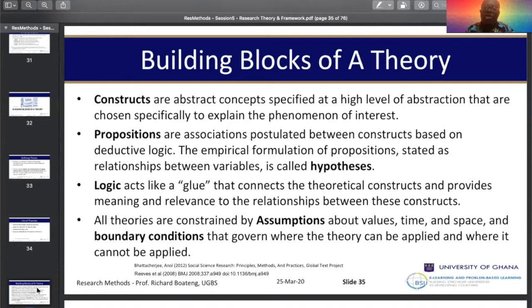The boundary conditions are where you can apply it. It means that if my land is shaped like a triangle, I can't use the rectangular formula to get the area of that piece of land. If my land is a trapezoid, I need to use the trapezoid formula to get the area of my land. It means that there are boundaries. There's where a theory can be applied and where a theory cannot be applied. Some theory can be applied in one particular phenomenon, and it can be applied in another type of phenomenon. So you have to know the boundary conditions of every theory that you are using. And you should know the assumptions of the theory.